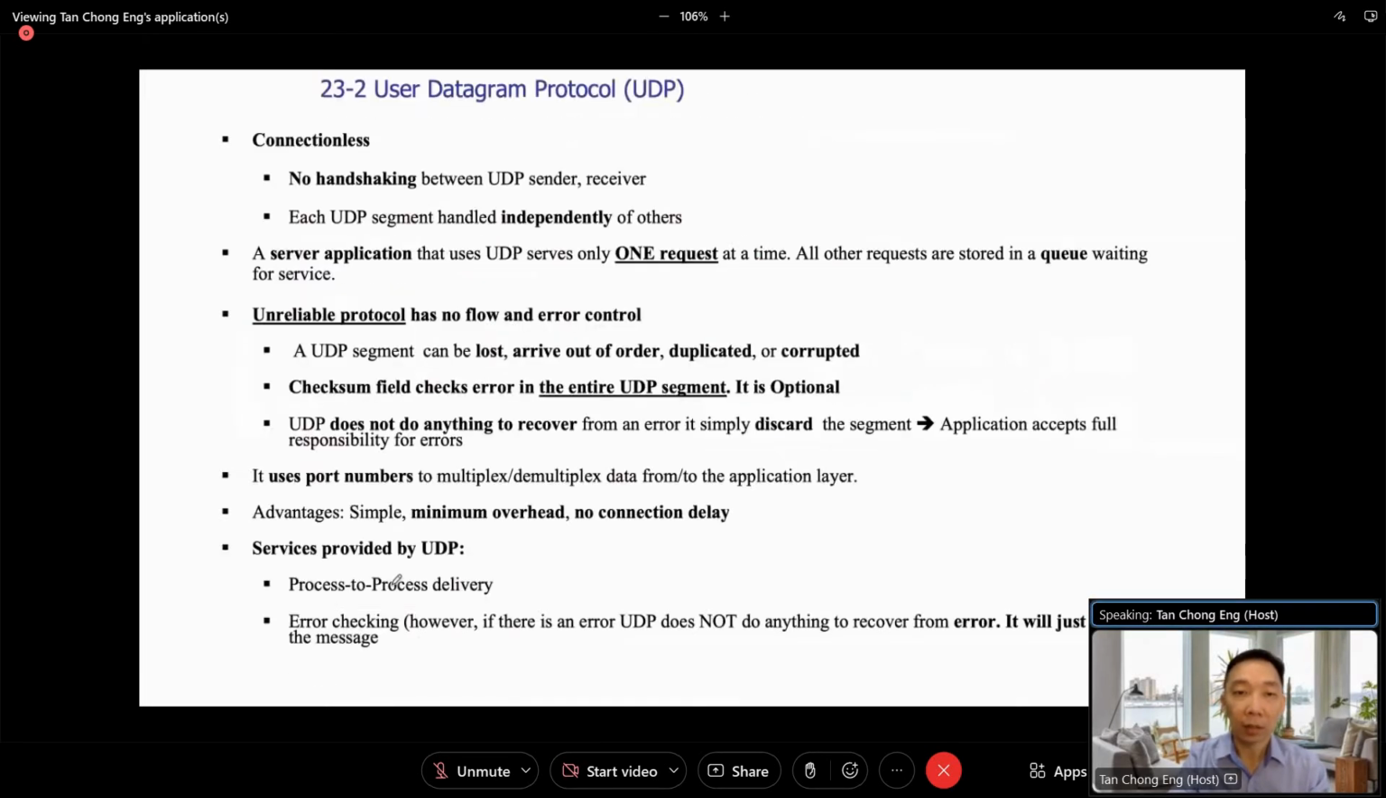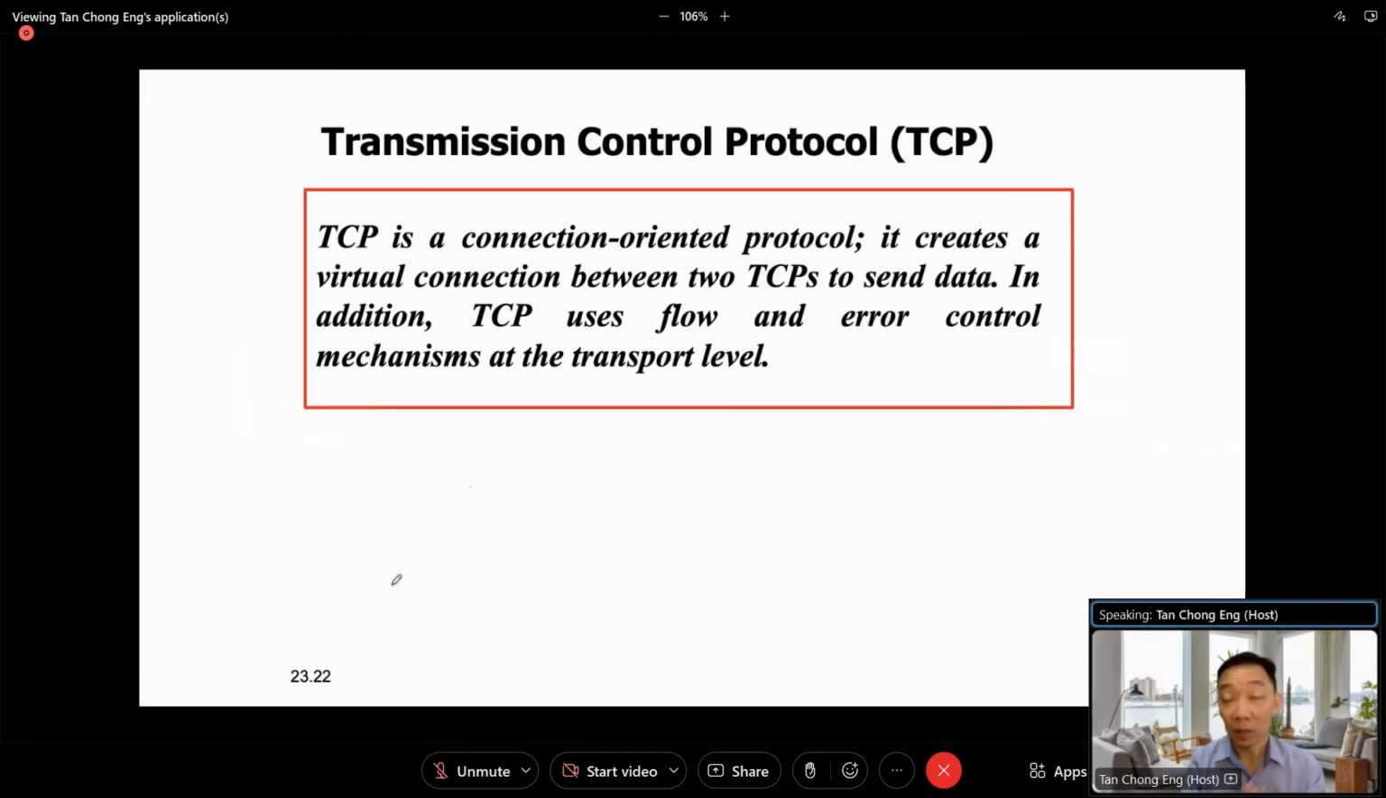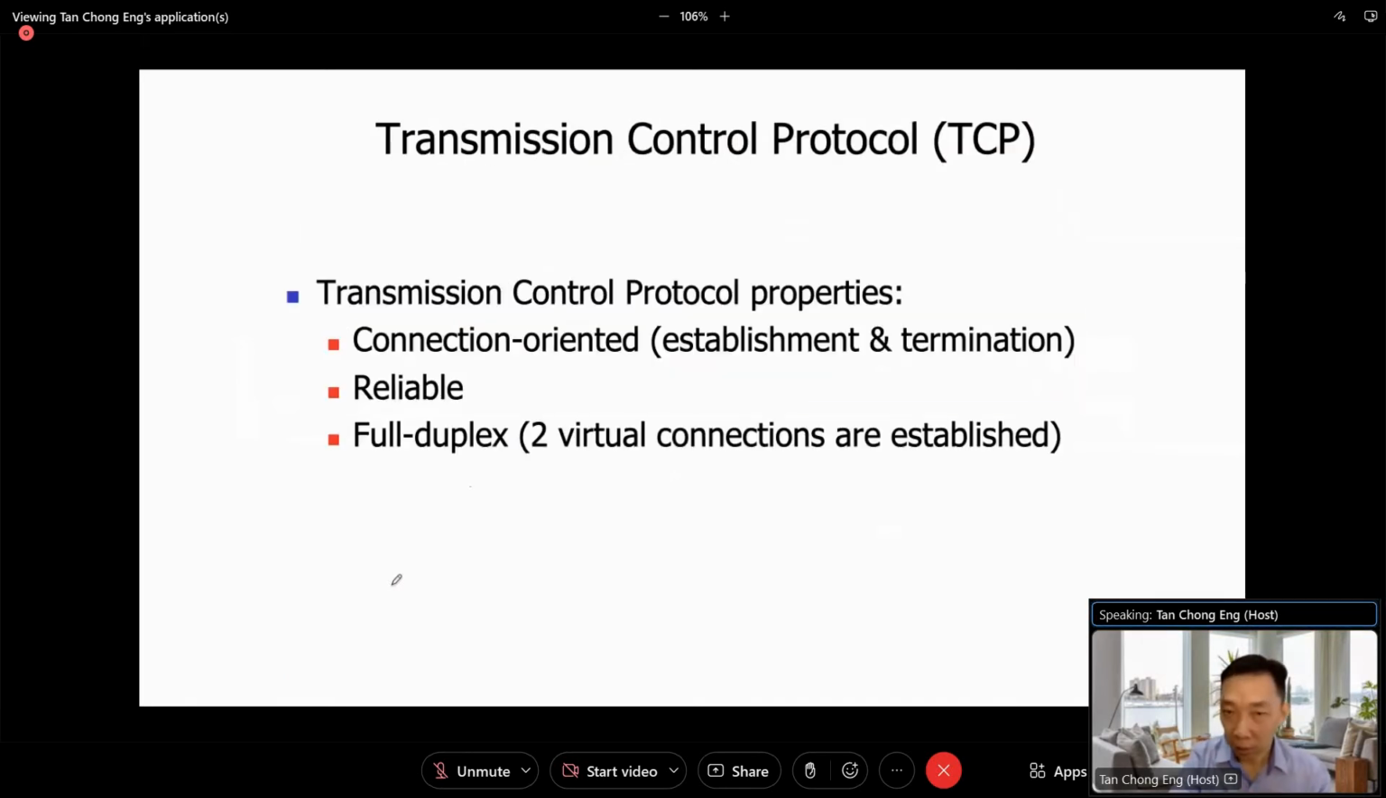Okay, I hope this is straightforward. So here we just have a different name for the address. We call it port.